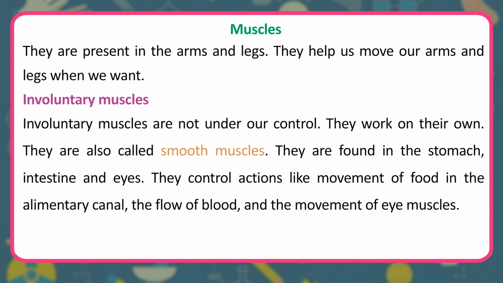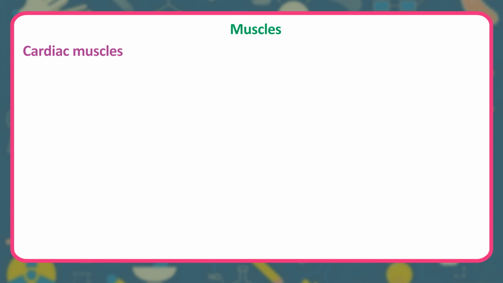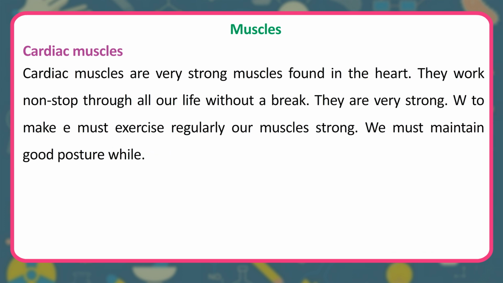Involuntary muscles. Involuntary muscles are not under our control. They work on their own. They are also called smooth muscles. They are found in the stomach, intestine and eyes. They control actions like movement of food in the alimentary canal, the flow of blood, and the movement of eye muscles. Cardiac muscles. Cardiac muscles are very strong muscles found in the heart.